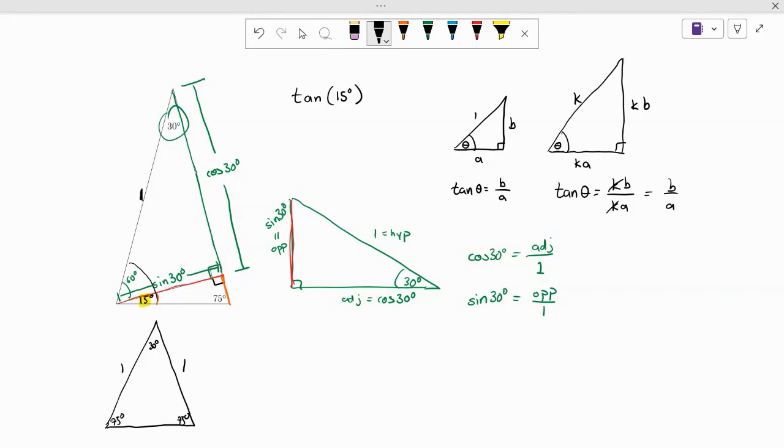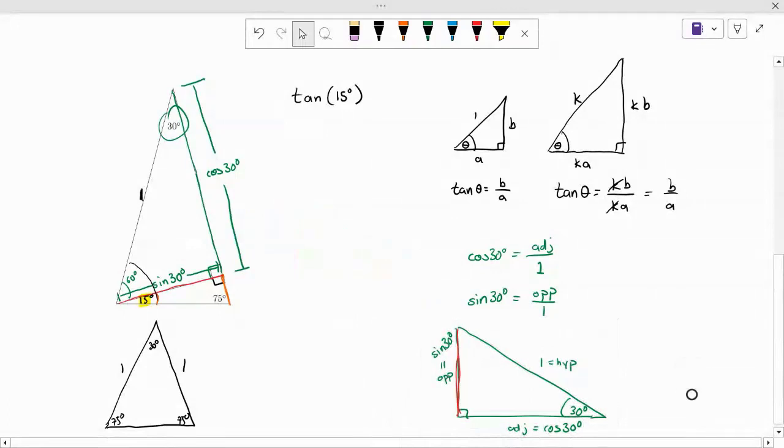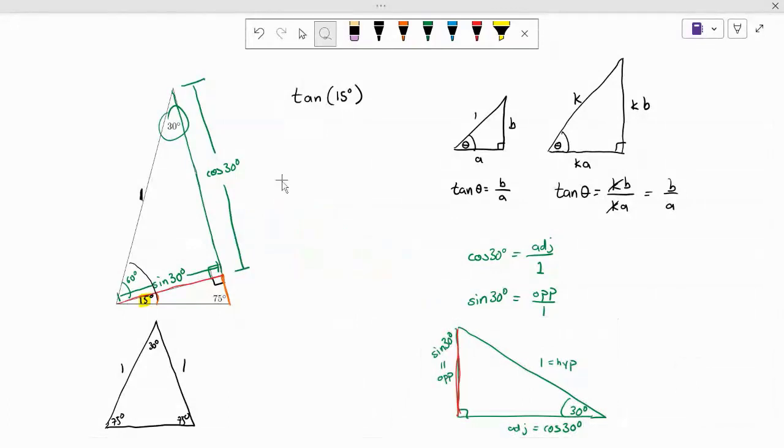Okay. So the length overall over here is also 1, just as it is on the opposite side there. So the difference between the total length of 1 and the cosine of 30 degrees, of course, is this length, which must be 1 minus cosine of 30 degrees.